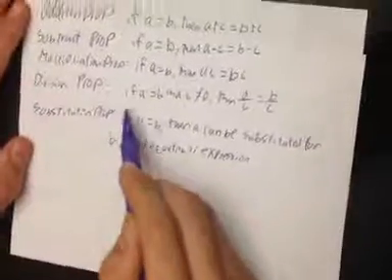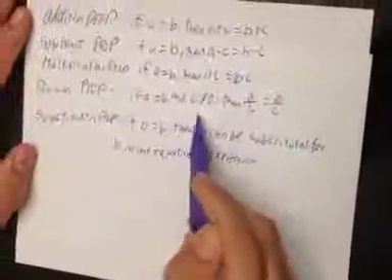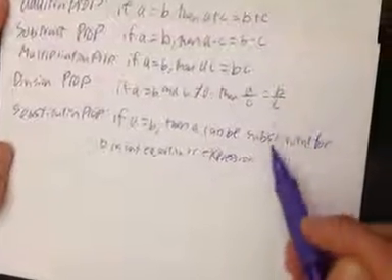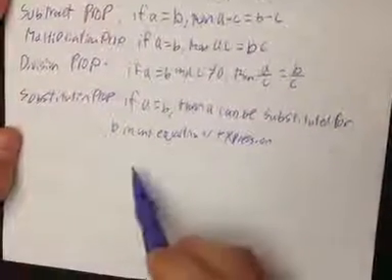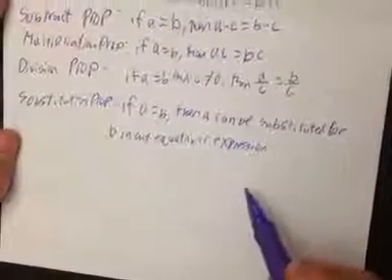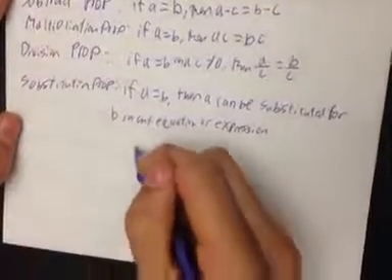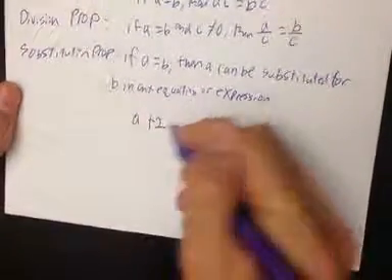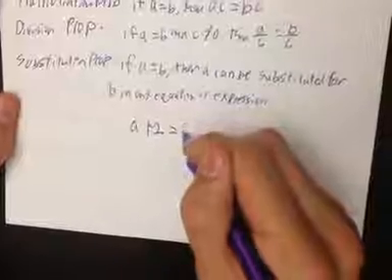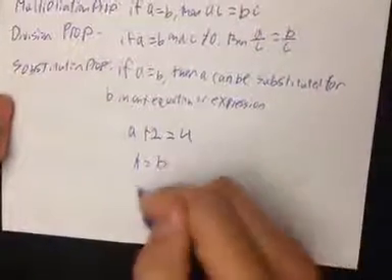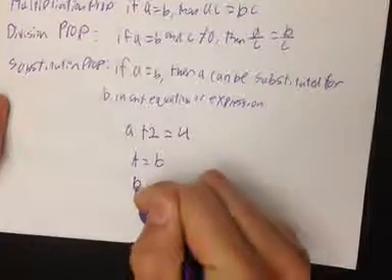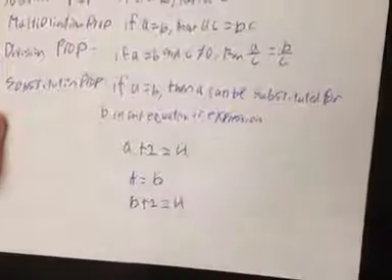Division property. If A equals B and C is not 0, then A divided by C equals B divided by C. Substitution property is if A equals B, then A can be substituted for B in any equation or expression. So like you have A plus 2 equals 4, let's say. And A equals B, then it could be reasoned B plus 2 equals 4.